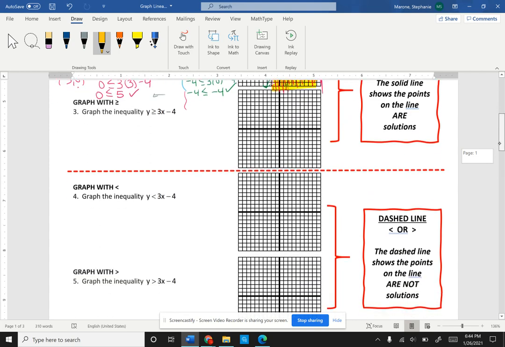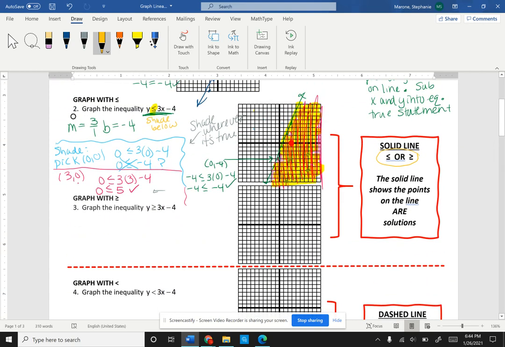So when I graph the next one, the slope is 3 over 1, just like before. The y-intercept is -4, and the line is solid. Because any time that we have an equal to symbol, when we pick a point on that line, it's going to be true, just like up here. Those are the points on the line.